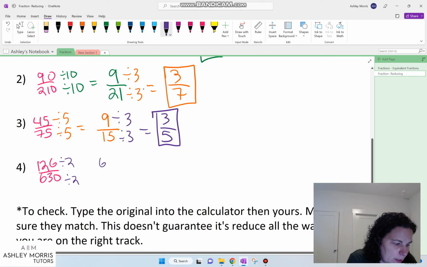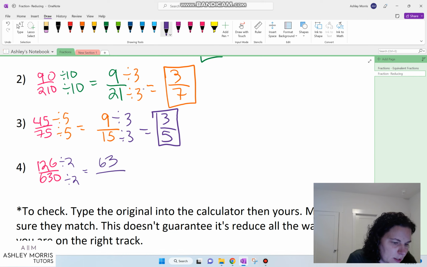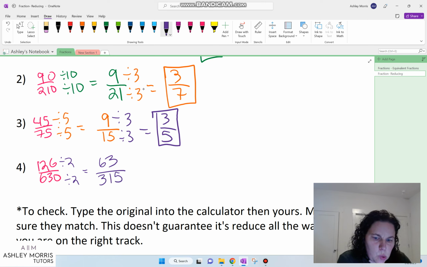126 divided by 2 is 63. 630 divided by 2 is 315. That one doesn't end in 0, 5, or an even number. So let's think about this. 6 plus 3 is 9. 3 plus 1 plus 5 is 9.